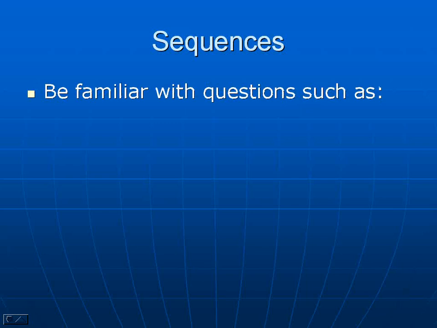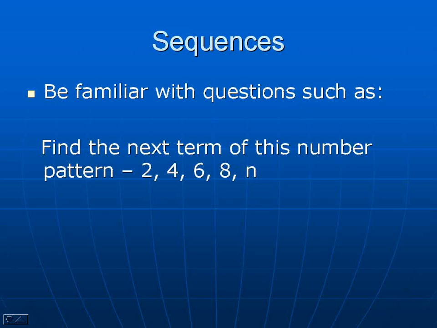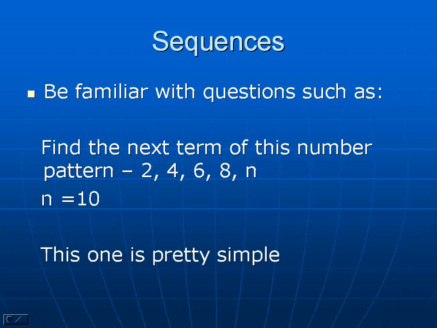Tommy, what we want to do is be familiar with questions that you'll see on the test, such as, can you read this question for me, Tommy? Find the next term of this number pattern: 2, 4, 6, 8, n. What do you think n might be? I think it would be 10. Exactly. That's a pretty simple one. Obviously, you thought it was 10 because they were just increments of 2, right?